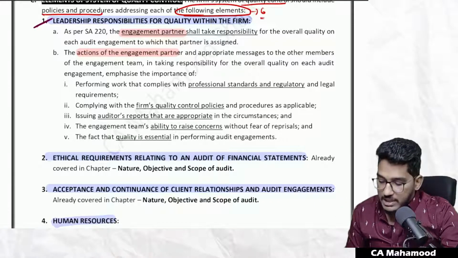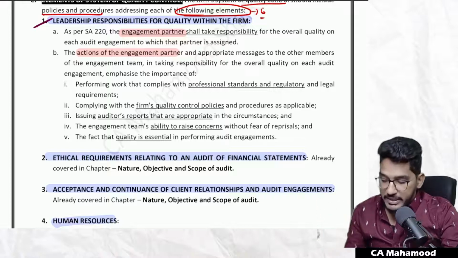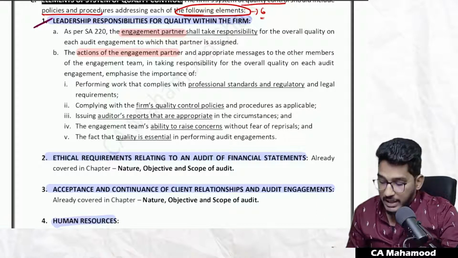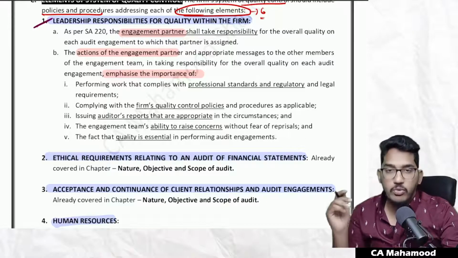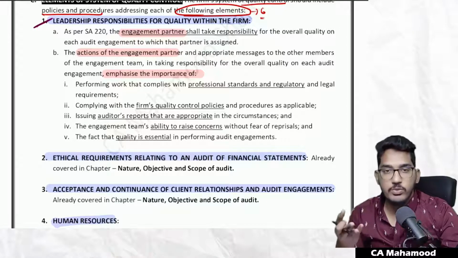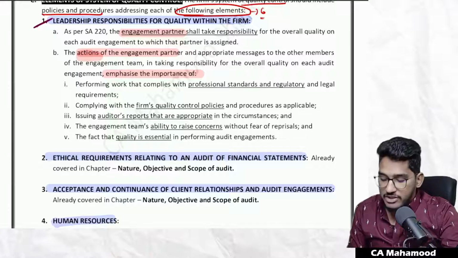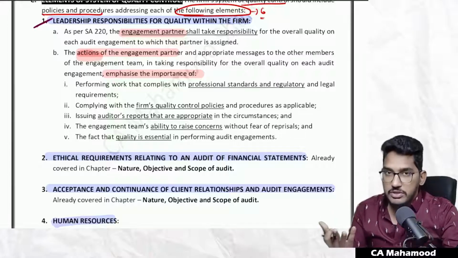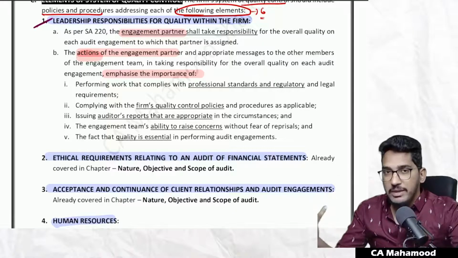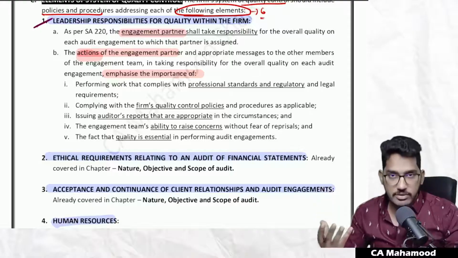The actions of the engagement partner and appropriate messages to the other members of the engagement team in taking responsibility for overall quality on each audit emphasizes the importance. That means when you are taking the leadership responsibility, either by way of your actions or by way of your communication, you should highlight to your engagement team members the importance of certain factors. Then only you are fulfilling your leadership responsibility.